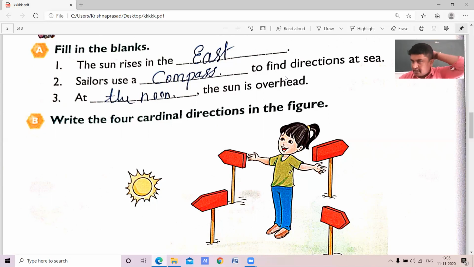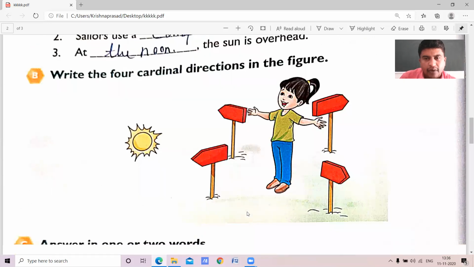Evening, always the sun behind you. But when it is overhead, in the afternoon, right? Especially at the noon, the sun is overhead. What is the correct answer? At the noon, the sun is overhead. First one east, second one compass, third one the noon, right?